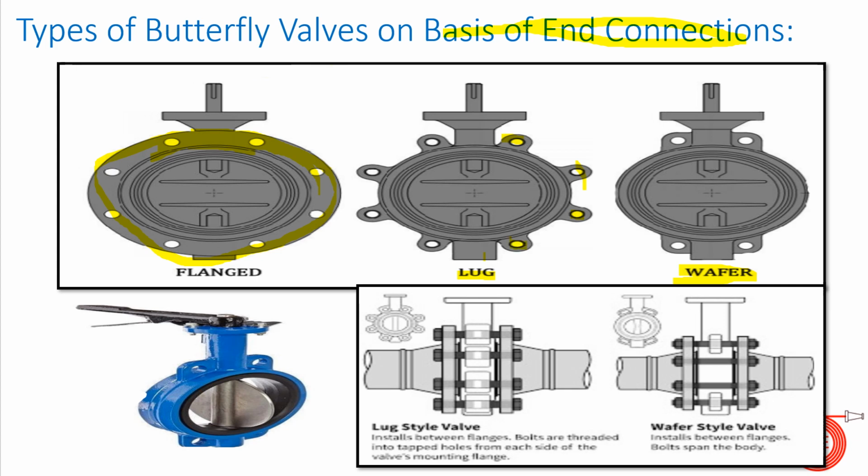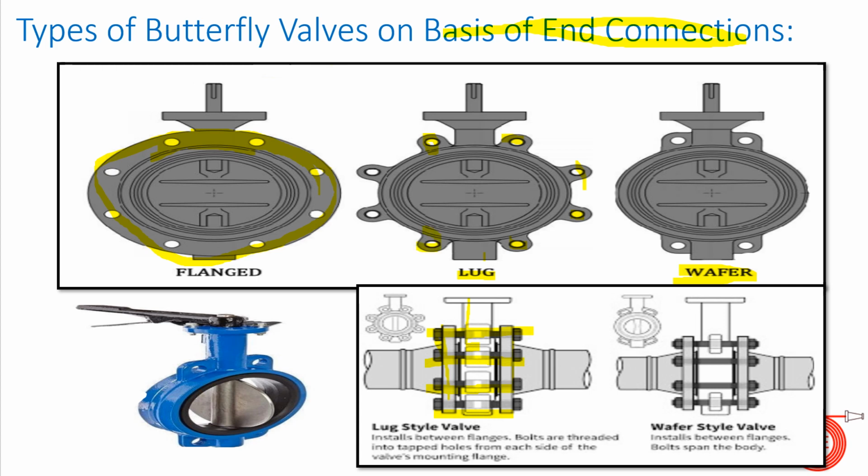Suppose this is the side view, this is your valve body, and this has your lugs mounted on it. These lugs are threaded. We have flanges on our pipe ends, and these bolts cross through these lugs and get attached with the flange on the other pipe. So this is how a lug type valve is mounted. Generally for small sizes up to DN150, lug type valves are used.